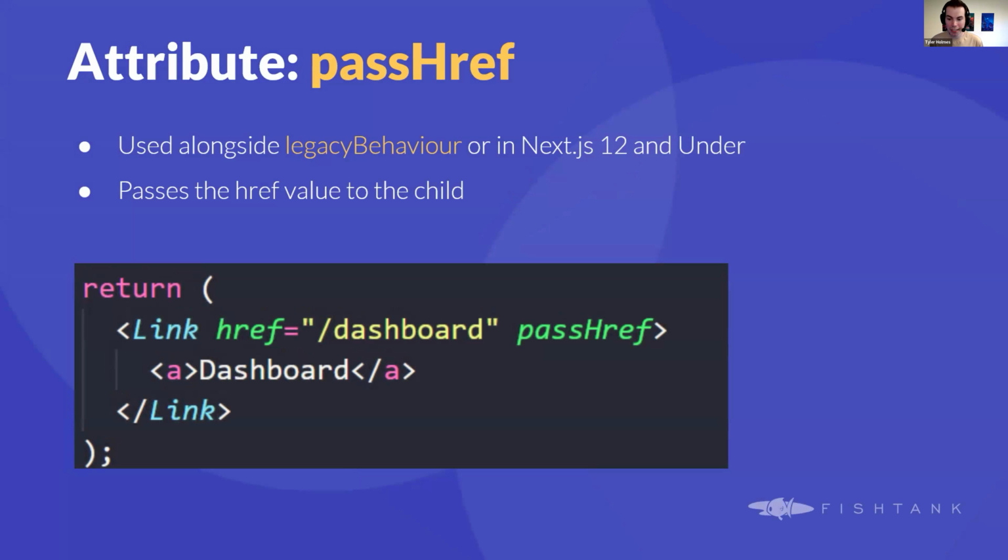PassHref is used mainly in the legacy next link component, so it forces the link component to pass the href value property down to its child. So in this specific example, we'll be passing that href value, that /dashboard, directly into the anchor tag. Again, this is used mainly in the legacy next link component, which I'll cover more very soon.